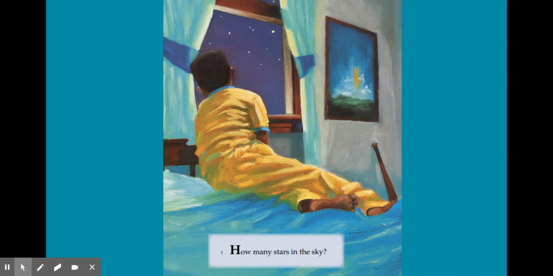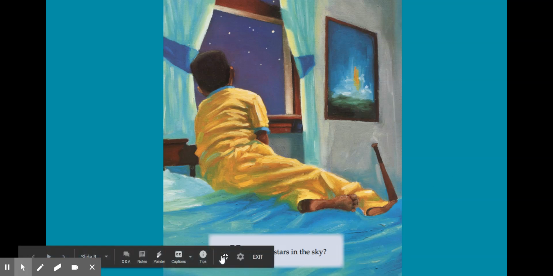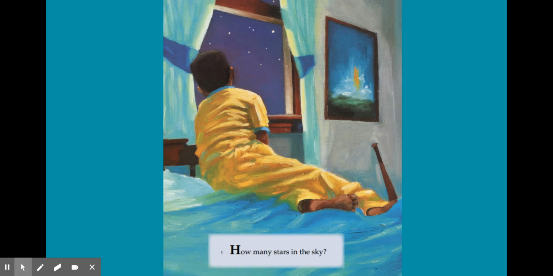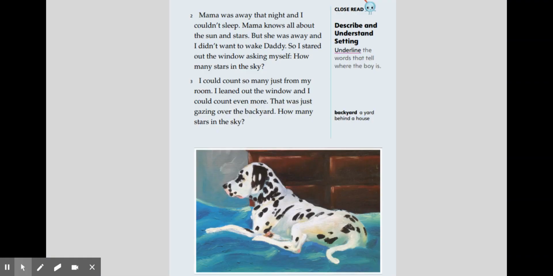How many stars in the sky? Paragraph 1. I can see the 1 there, when this bar moves out of the way. Okay, I can see the 1 in front.